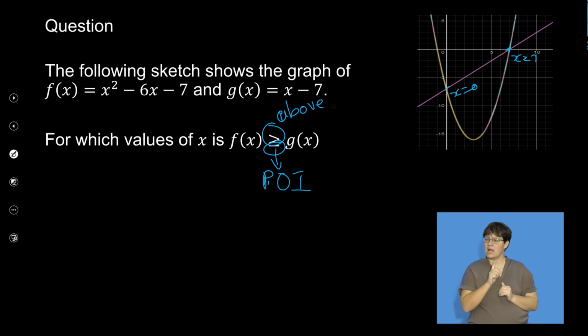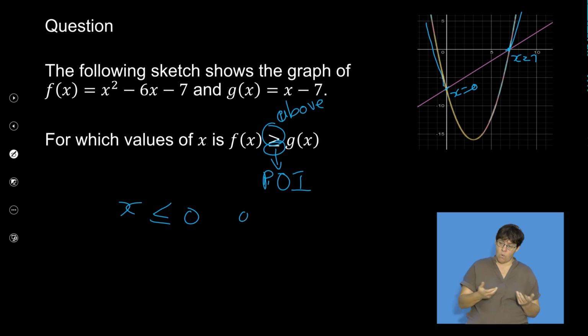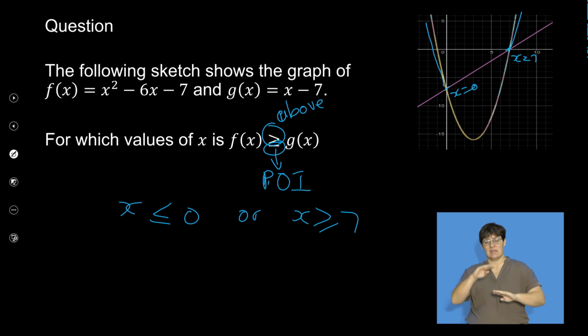And then I want it to be such that one is above the other. So my f will be the parabola. For the parabola to be above, it's that arm there and it's that arm there. So it means my x must be less or equal to 0, or my x must be greater or equal to 7. And that's where it will satisfy this condition.